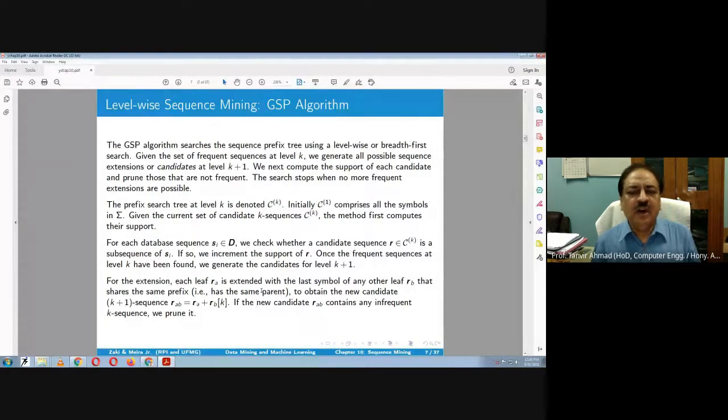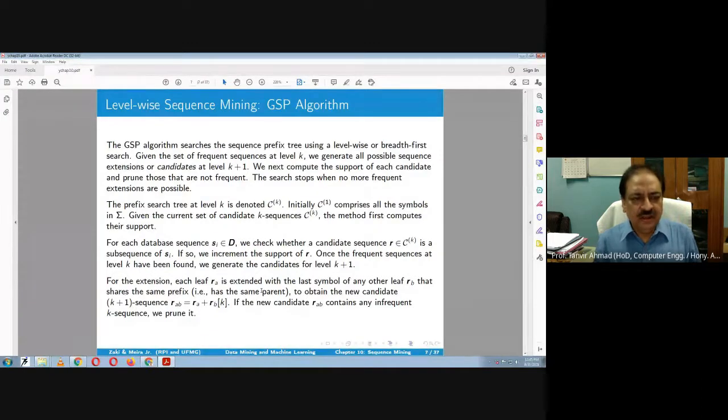Okay. Now, how will this algorithm work? First of all, we have to give some minimum support. Then we generate all possible sequences at level k plus 1, and then we calculate the support of each candidate and remove all those which are not frequent. That means we do it at k plus 1, then we do it for k plus 2, then k plus 3, and keep on doing this until we cannot generate any more frequent sequences.